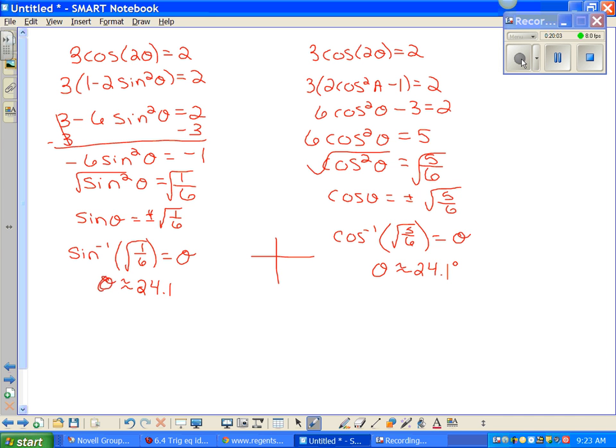I took the square root and I got plus and minus. Where are my solutions going to be? Everywhere, right? I'm going to have 1 in every single quadrant. So I've got the 1 in quadrant 1 already. How do I get the 1 in quadrant 2? Good. How do I get the 1 in quadrant 3? And how do I get the 1 in quadrant 4? Find them, please.